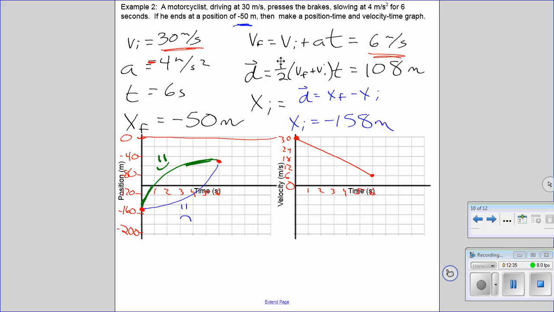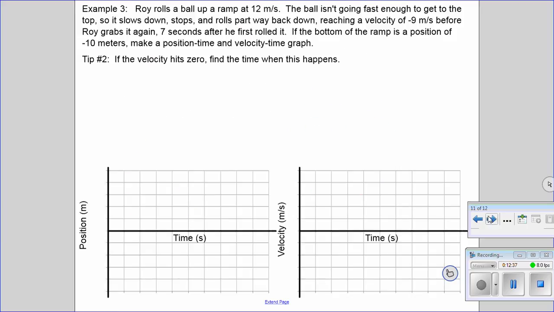All right. Let's do one last one. So this one is kind of the same idea, but we got a couple extra steps here because something special happens while the ball is rolling. All right, so this is similar to what you guys just did in the lab.